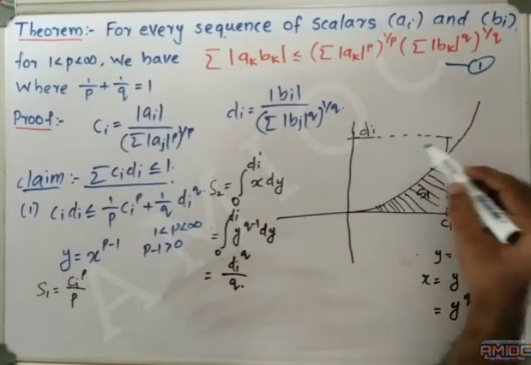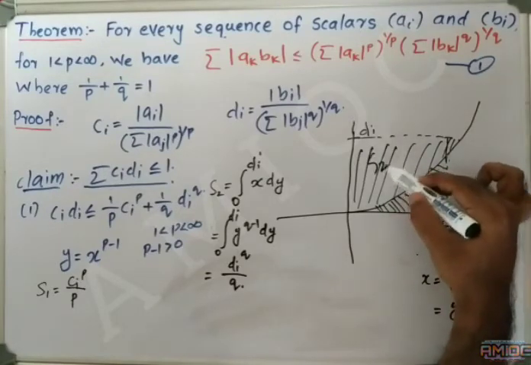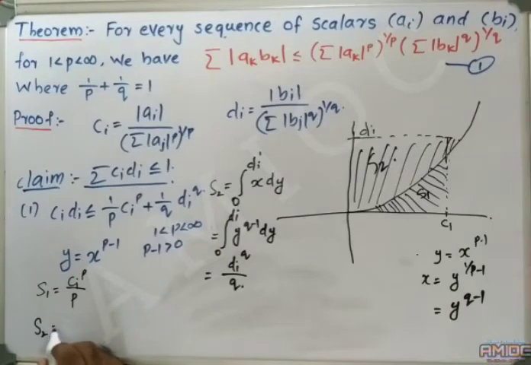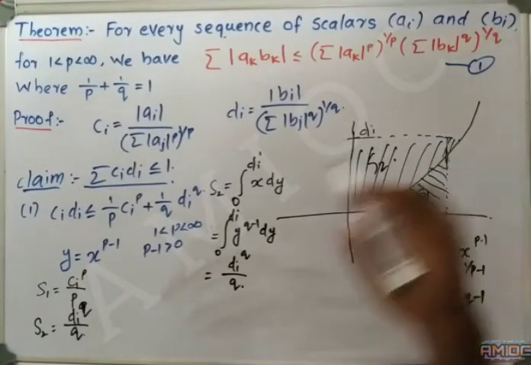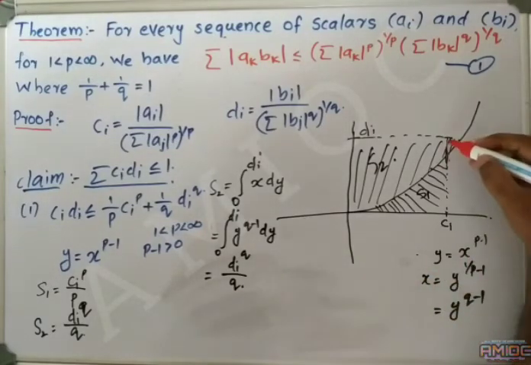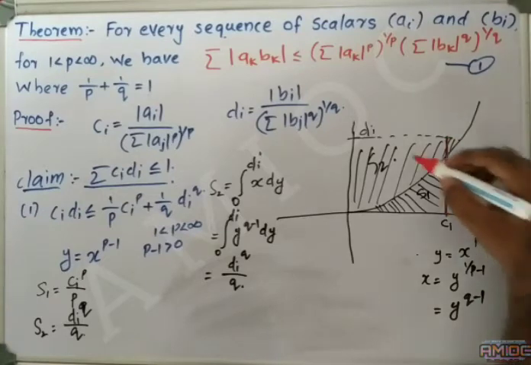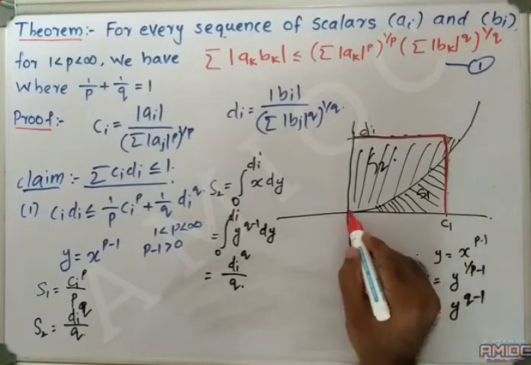This will be the area named S2. So S2 is equal to di power q divided by q. This is S2. Now what is ci di? Ci di is the area of this rectangle. Okay, ci di is the area of this rectangle.